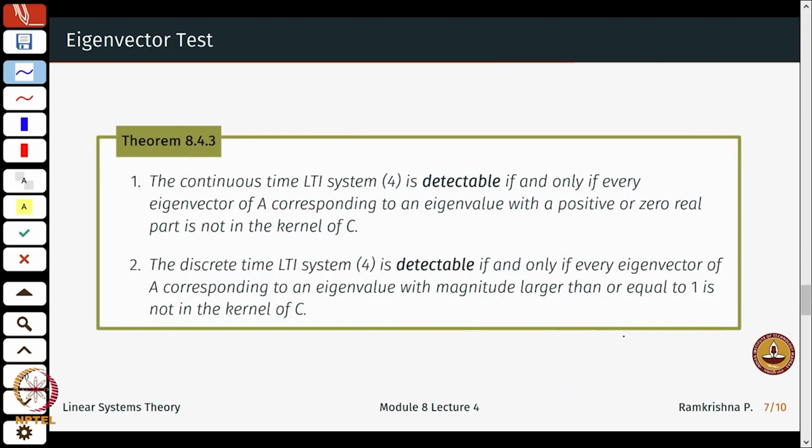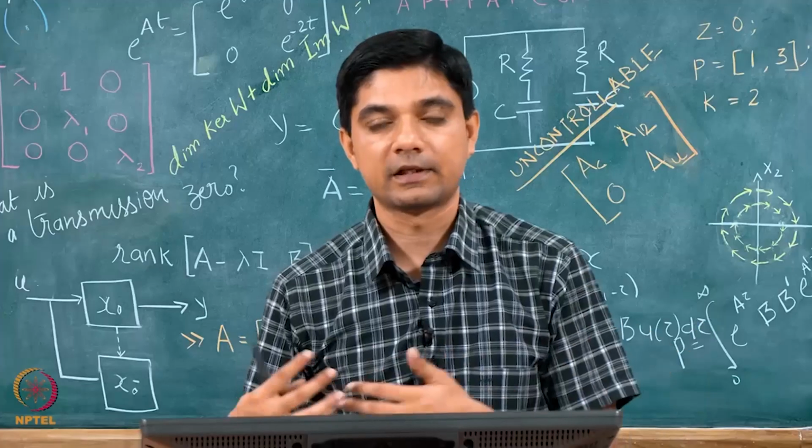Right. Okay. So, the rest of the proofs are exactly the same as they look for the controllable decomposition case. So, the system is detectable if and only if every eigenvector of A corresponding to an eigenvalue with a positive or zero real part is not in the kernel of C. Right.